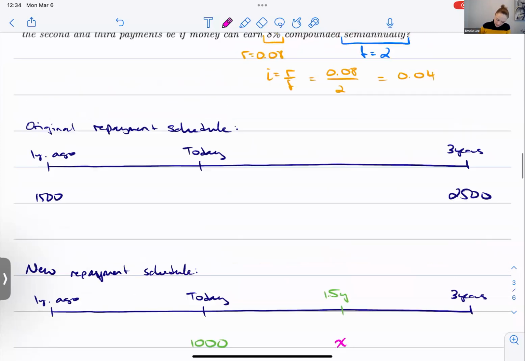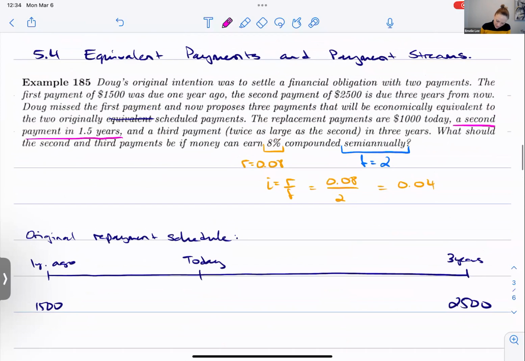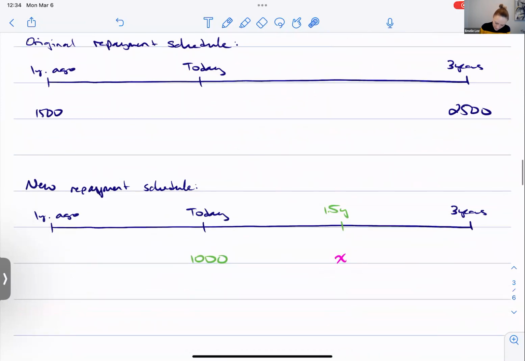And a third payment, which is twice as large as the second, in 3 years. Now, how am I going to denote that? Well, it's twice as large, so 2 times X.